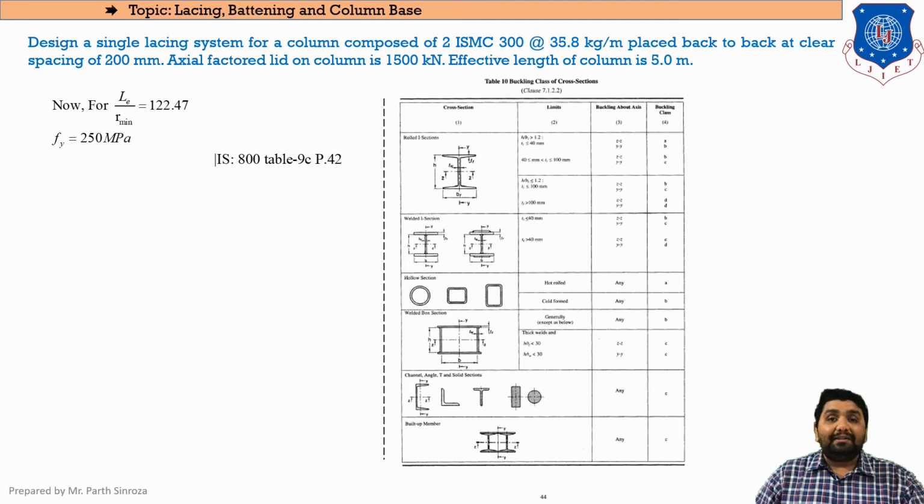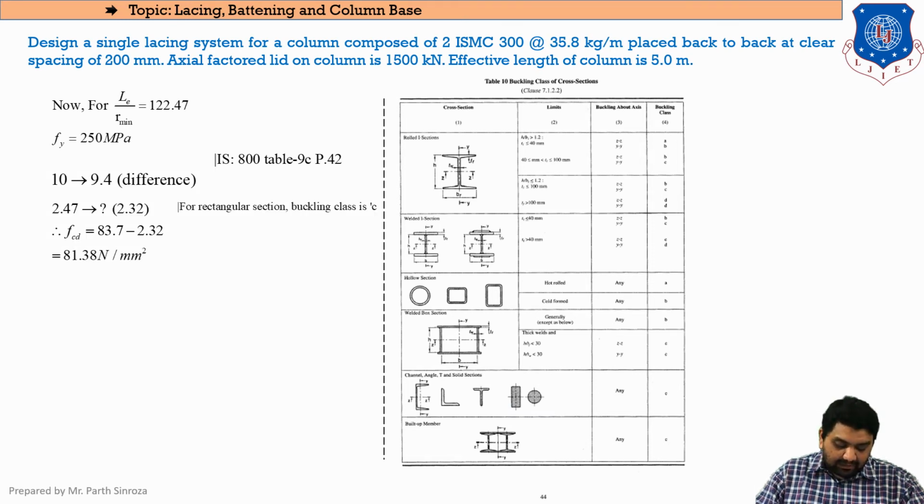Now we'll be identifying the buckling class in this case, and as you can see here, for double channel section, that means built up section, the buckling class was C, but here we are dealing with a rectangular section. For a rectangular section also, the buckling class will be considered to be C. Clear? So for rectangular section the buckling class will be C.